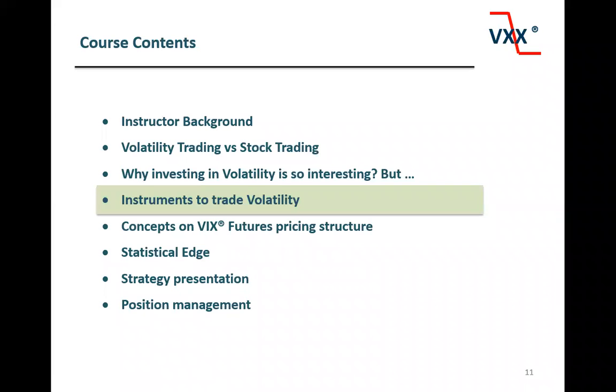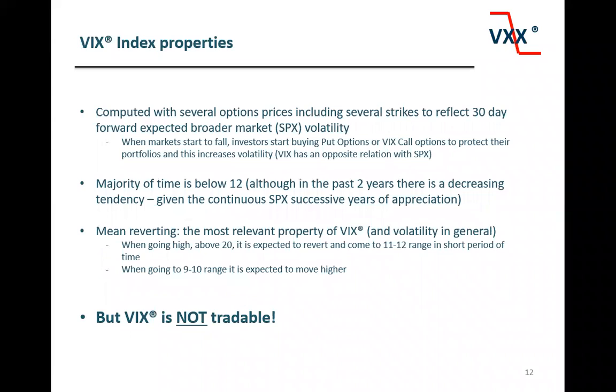So let's move on and learn how to trade volatility. The VIX index is a number that is computed from the pricing of option chains on SPX, the Standard & Poor's index, and it reflects a 30-day forward volatility on the broader market.